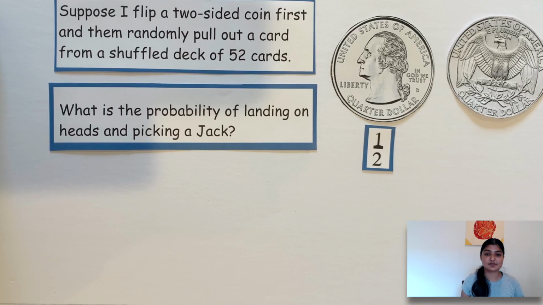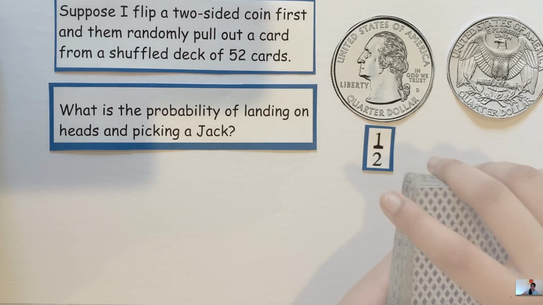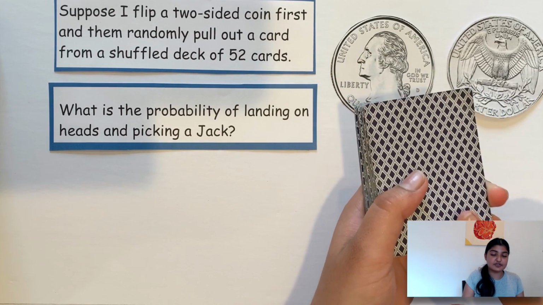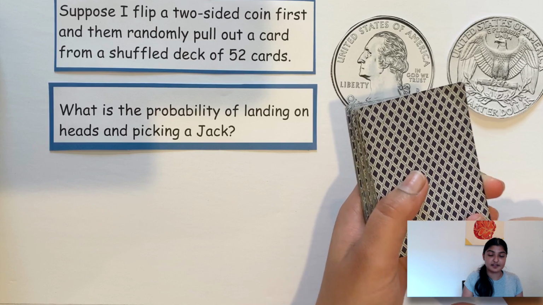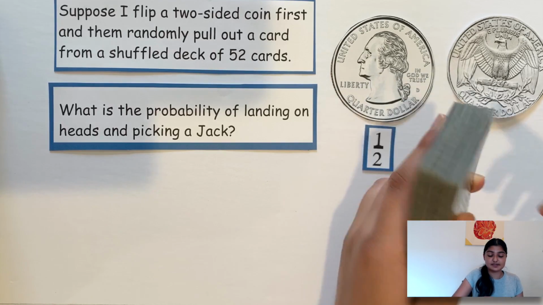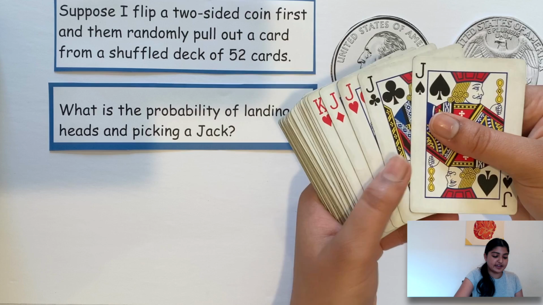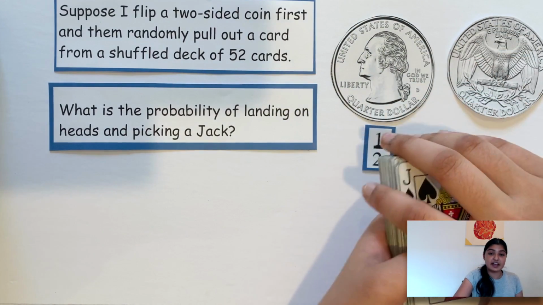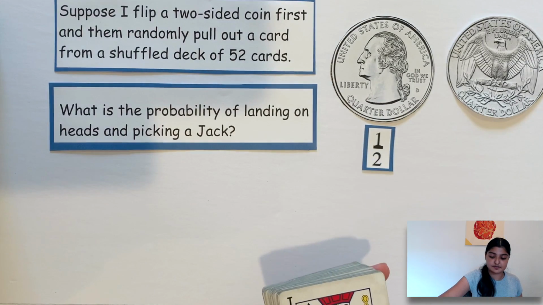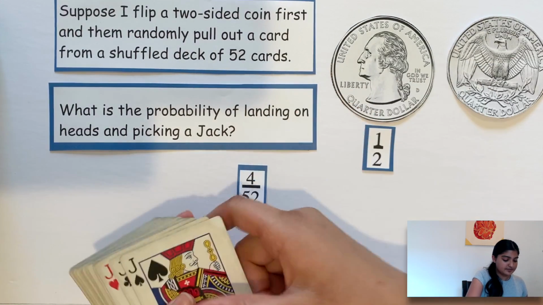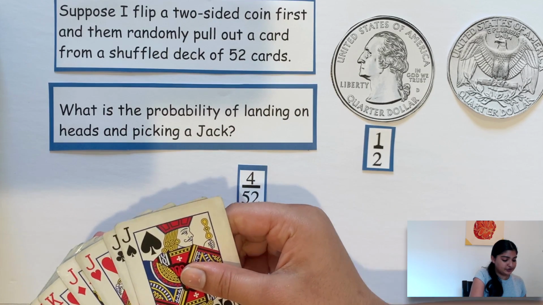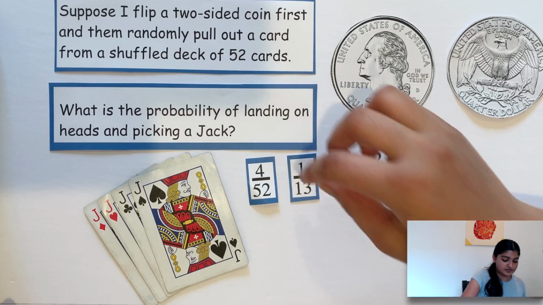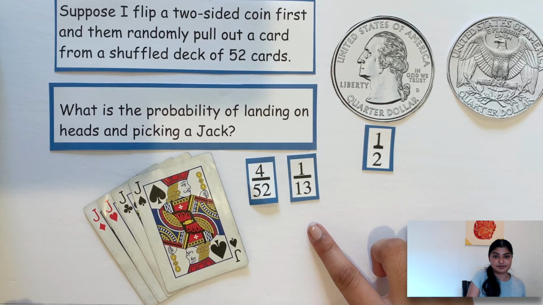Now that we've found this, let's turn to our cards. Remember, we have to find the chances of picking a jack out of this deck of 52 cards. There's a total of 52 cards, and in this deck, we can see that there are 4 jacks. So the probability of picking one of these 4 jacks is 4 out of 52, which we can also simplify down to 1/13.